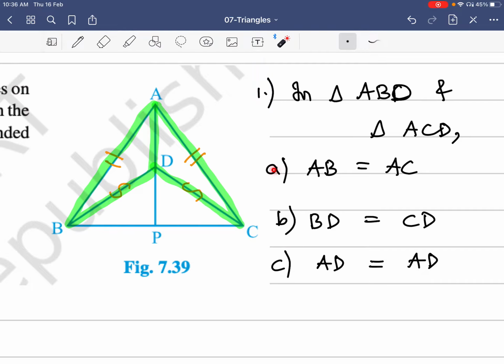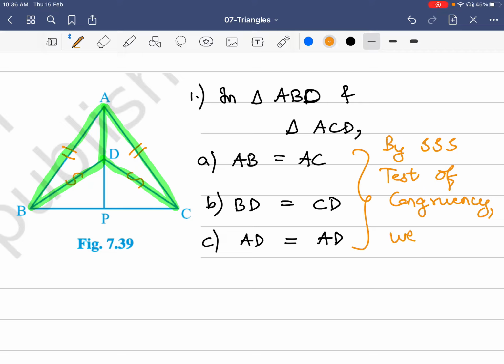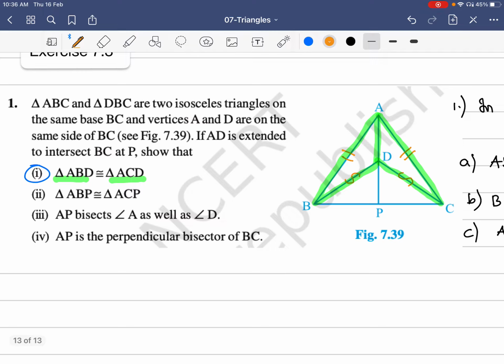Since all three sides of these two triangles are equal to each other, we can say very confidently, by the side test of congruency, that triangle ABD is congruent to triangle ACD. Quite simple and straightforward. It's a side test application. So first point is done.